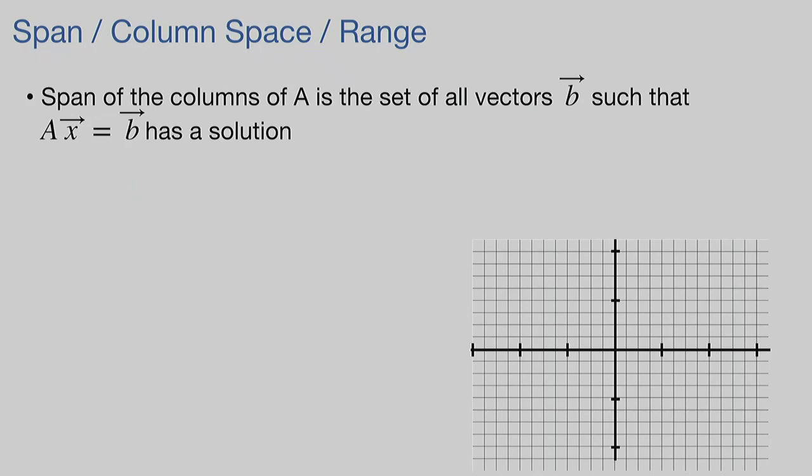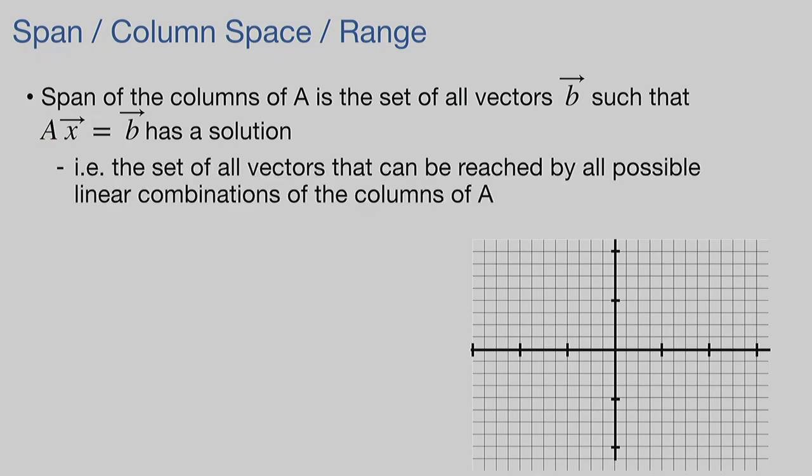Not always can we have any B possible. Sometimes we won't have a solution. You saw that when we did Gaussian elimination. Sometimes we had infinite solutions, sometimes we had one solution, and sometimes we had no solution. So the span of the columns of A is the set of all vectors B such that AX equals B has a solution.